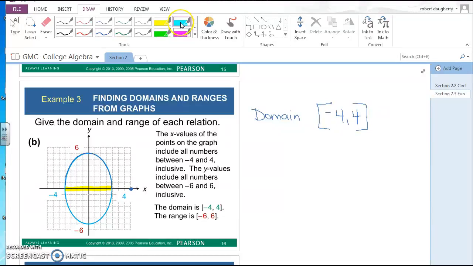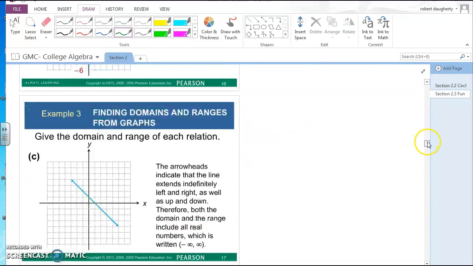Now, if you look at the range, those are the y values. It looks like they start at -6. They go all the way up the axis, and the highest number I get is 6. So the range of this graph is going to be from -6 to 6. Okay? So domain -4 to 4, range -6 to 6. And you get that just by looking at the graph. Now, in this class, the only time your intervals will ever include y values is when I ask for the range. All the other intervals I'm asking for will be on the x-axis.